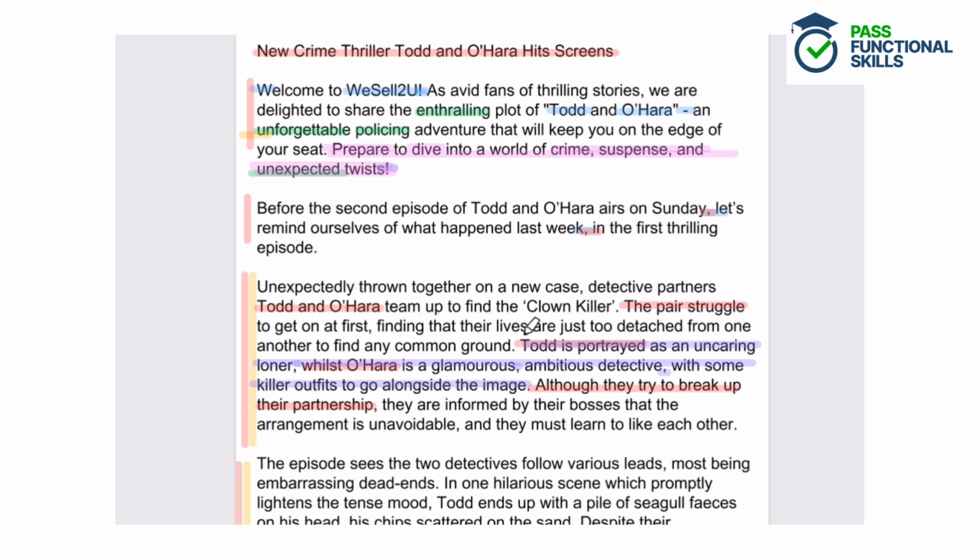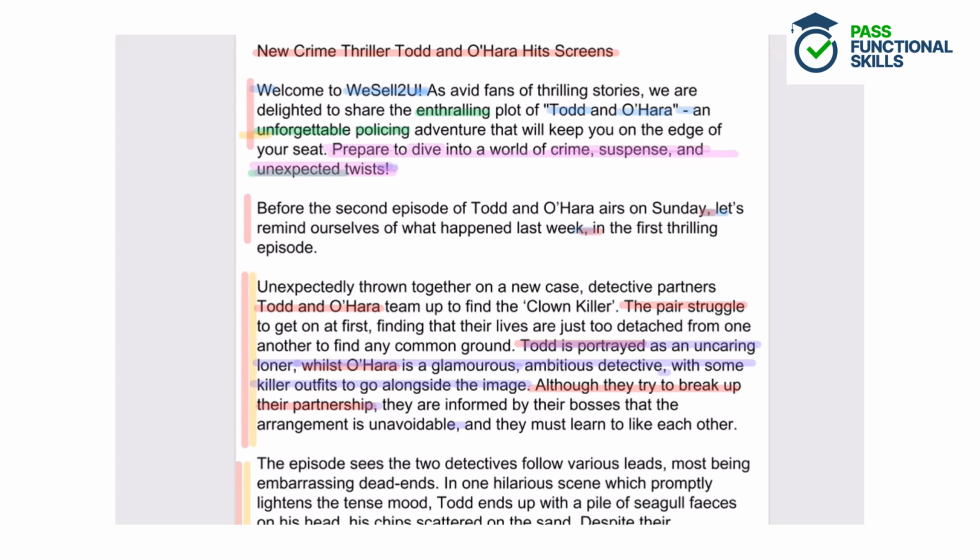So you should try to include a few complex sentences in your answers. Another example is, "Although they try to break up their partnership, they are informed by their bosses that the arrangement is unavoidable, and they must learn to like each other." So we've got three different ideas connected with commas into one cohesive sentence here.